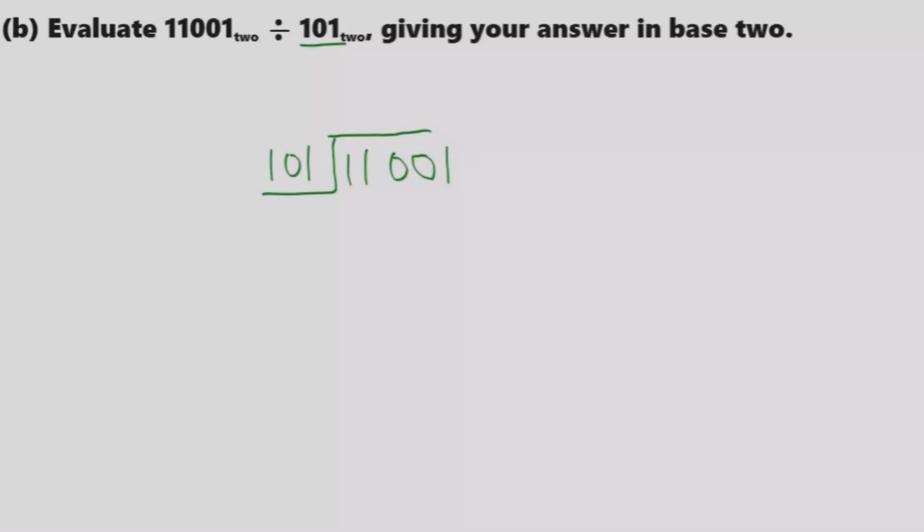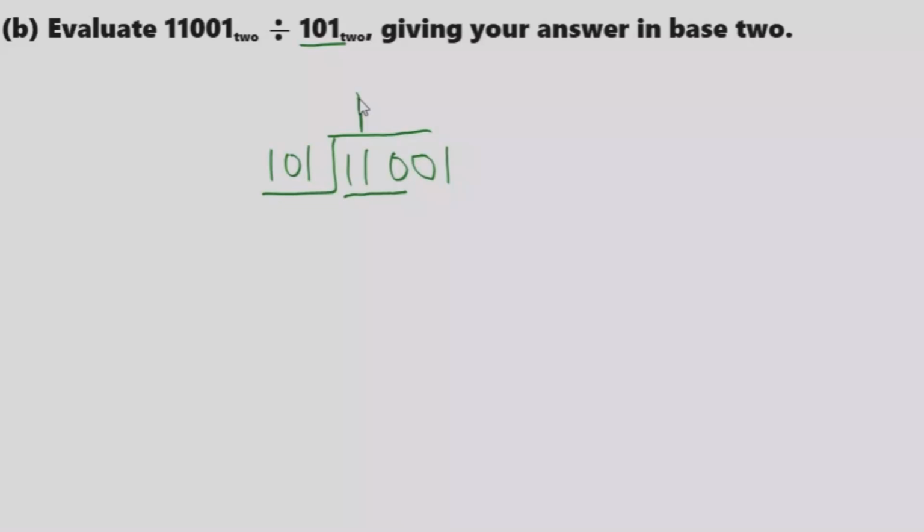So I say 101 into 1, it can't. 101 into 11, it can't. 101 into 110, it can. Okay, so how many times can 101 go into 110? It will go 1 time. That's the beauty of dividing numbers in base 2, because every quotient you get is 1 always, and rarely, sometimes, you get 0. But here the quotient is 1.